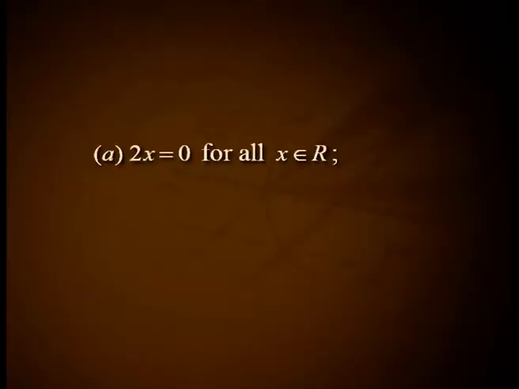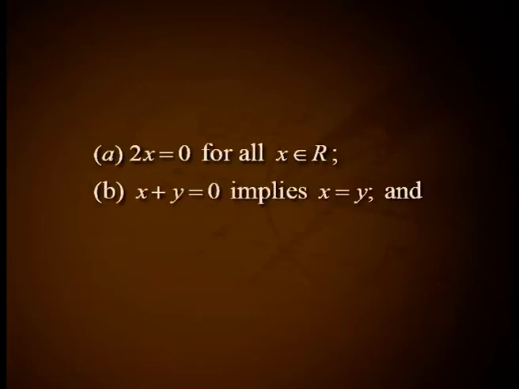Boolean ring. Definition: a ring R is called Boolean if x² = x for all x belongs to R. Example 12: if R is a Boolean ring, prove that (a) 2x = 0 for all x belongs to R, (b) x + y = 0 implies x = y, and (c) R is commutative.